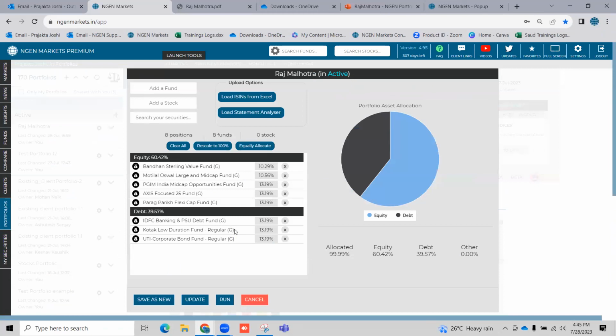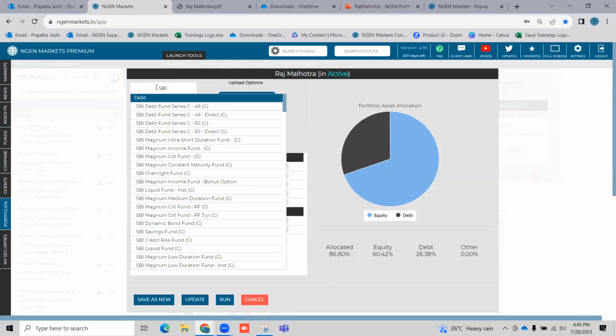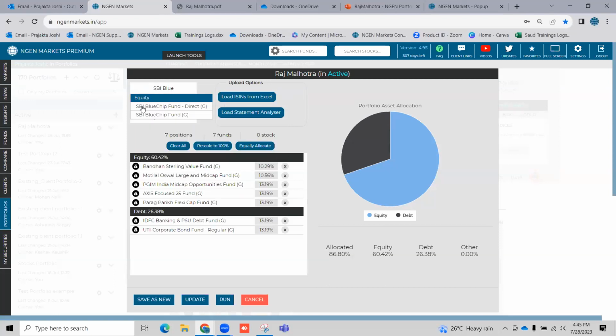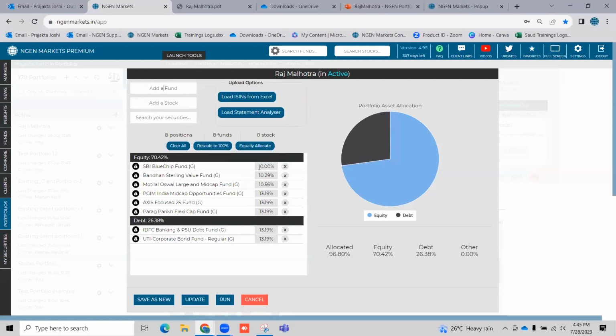So Kotak low duration fund, 13.19, just remove this particular position. And let's say you would like the client to go ahead with a whitelisted fund from your search, let's say an SBI blue chip or an HDFC top 100. Just replace that with that particular fund, and you need the exact allocation to be added. So 13.19. Let me just add in an SBI blue chip for that matter. Give it an allocation of 13.19 so that we ensure it's an exact replacement that's being done.